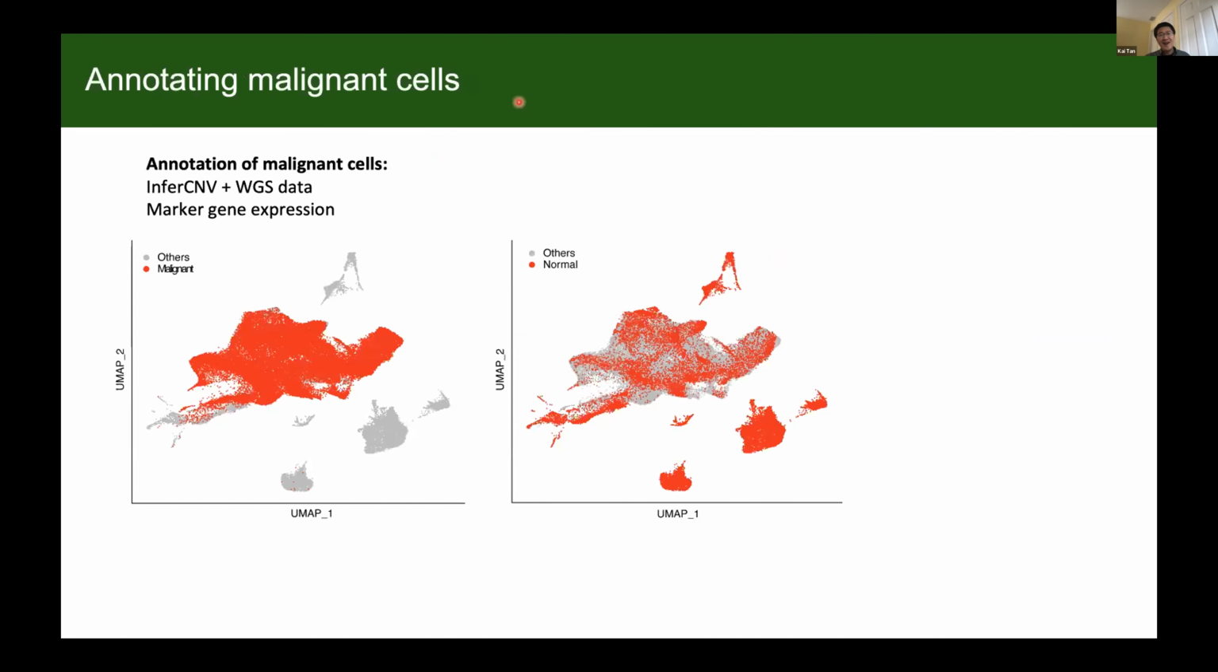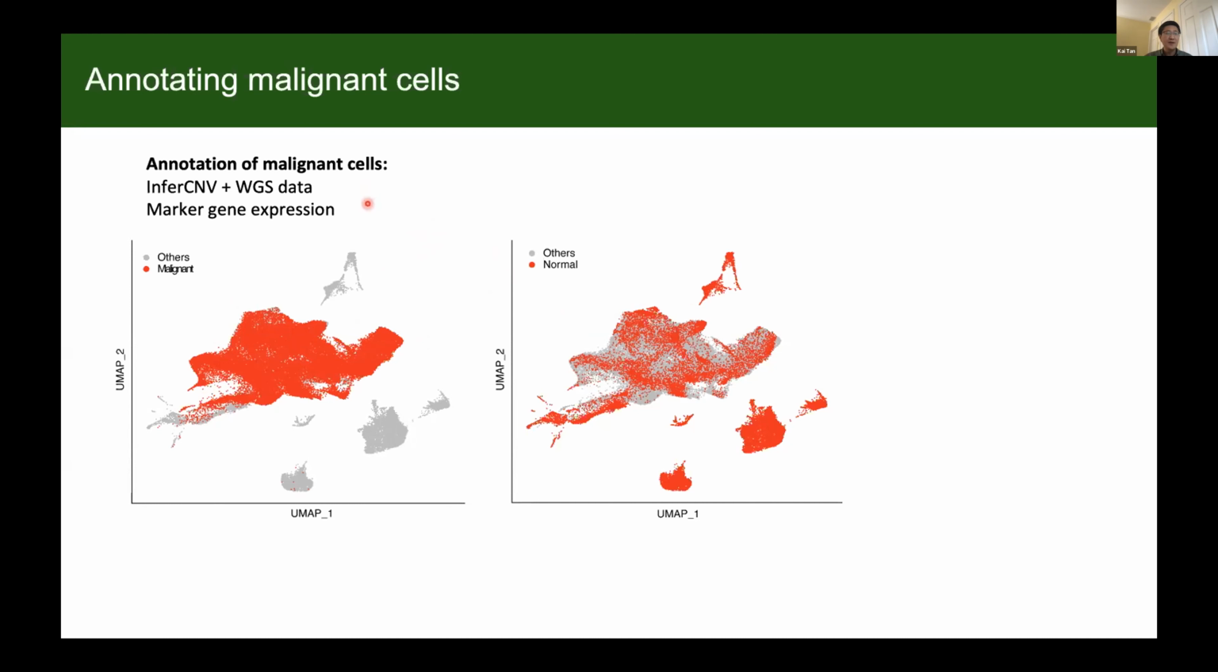So for single cell analysis, it's very important to really distinguish the malignant cell from the healthy cell. As you can see here, this big neuroglia cluster, based on the transcriptome, these cells are very similar, but actually they consist of both malignant cells and healthy cells. So we spend a lot of effort to accurately annotate the malignant cells. We use a range of criteria to do this.